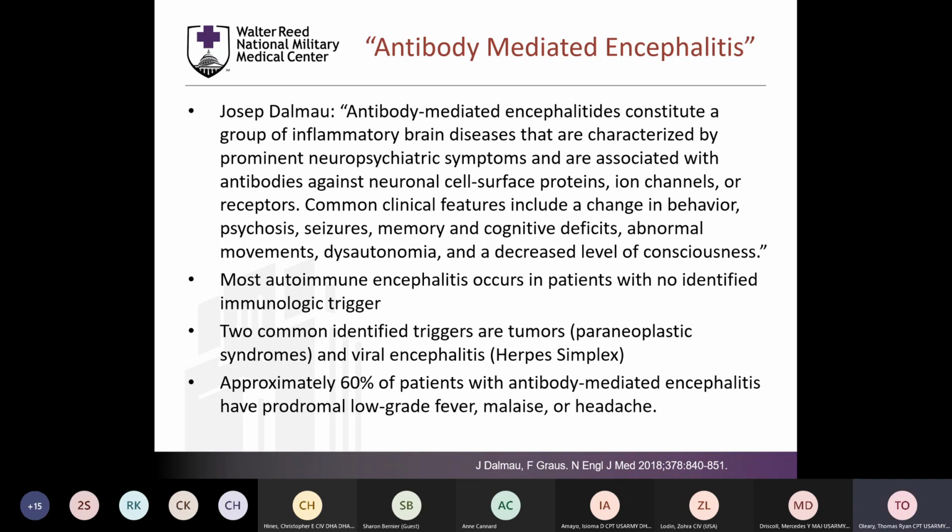Many patients have a viral prodrome, and that's worth asking about. Fever, headache, malaise, just general weakness and not feeling well over the couple of weeks prior to presentation. The commonest viral infection triggering autoimmune encephalitis is herpes simplex virus.